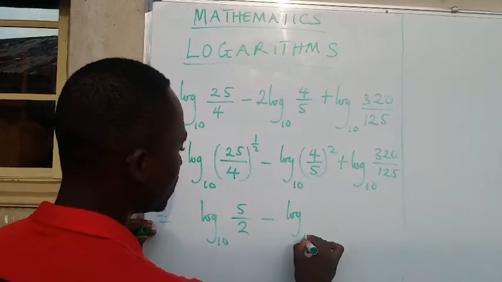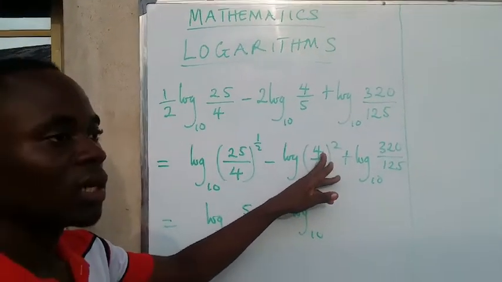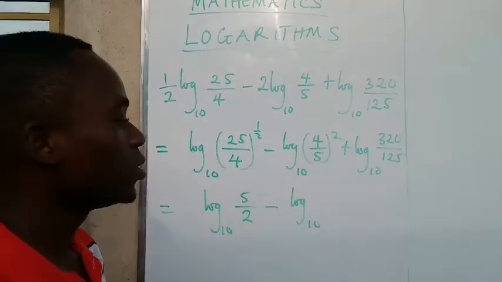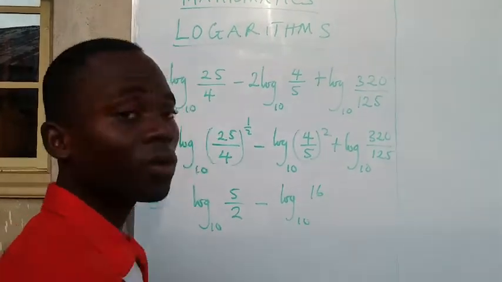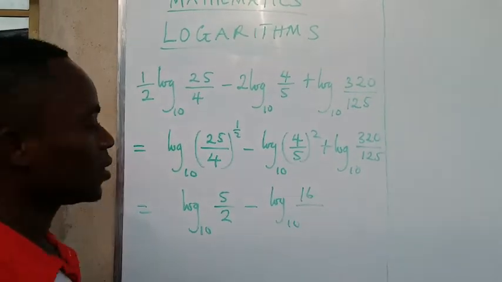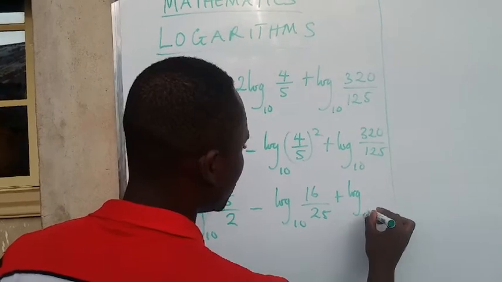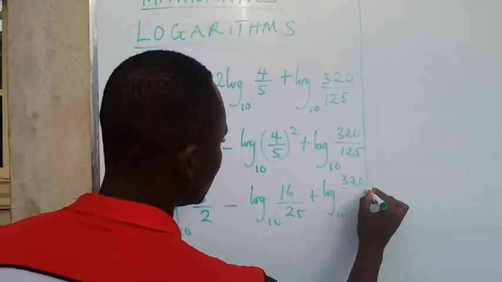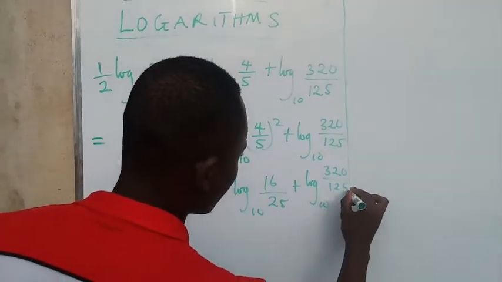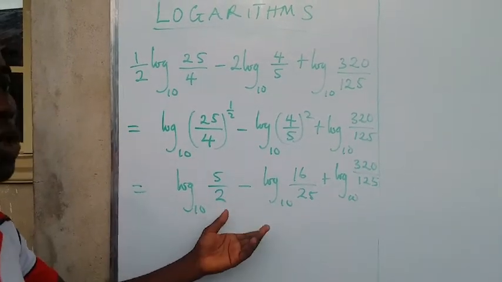Minus, in the second term we are going to simplify 4 over 5 raised to the power of 2 as taking the square of the numerator and taking the square of the denominator. So 4 squared is going to give us 16, that is 4 times 4, divided by 5 squared, which is going to give us 25 in the denominator, plus logarithm to base 10 of 320 divided by 125. So at this stage we are going to apply the laws of logarithm.